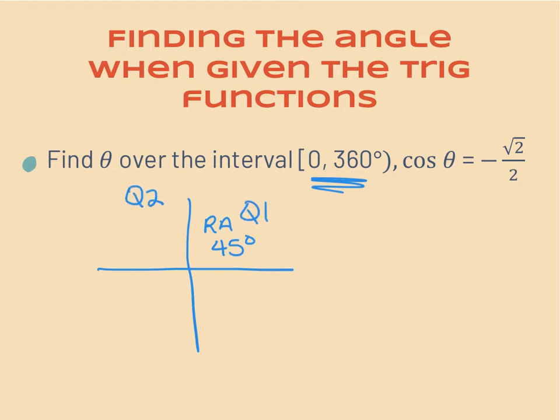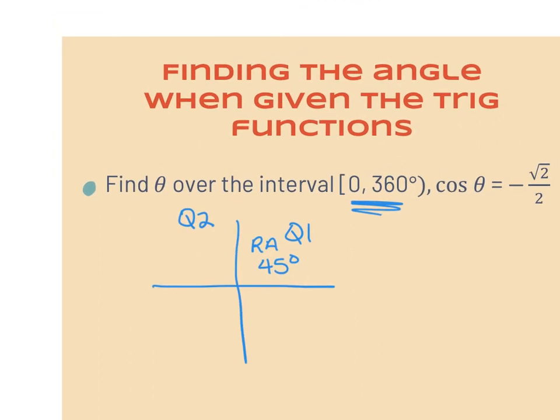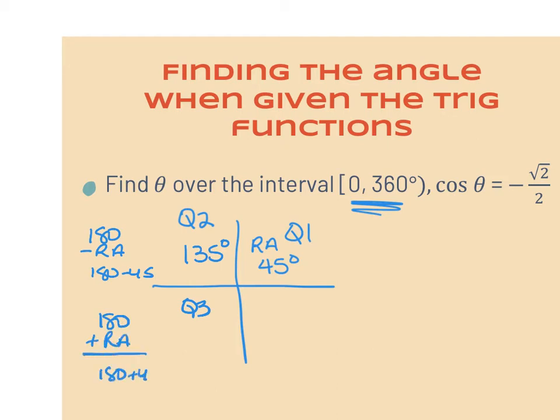Remember in quadrant 2, the way that you find out that angle that's in that quadrant is you take 180 and you subtract the reference angle. So I'm going to do 180 minus 45, and the angle measure in quadrant 2 will be 135. In quadrant 3, we take 180 and we add the reference angle. So I'm going to be doing 180 plus 45, and this gives me 225 in quadrant 3.